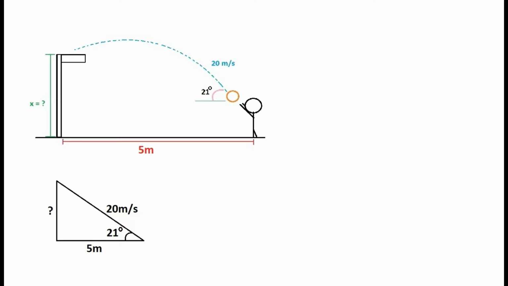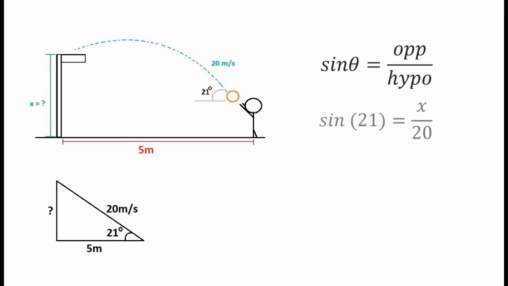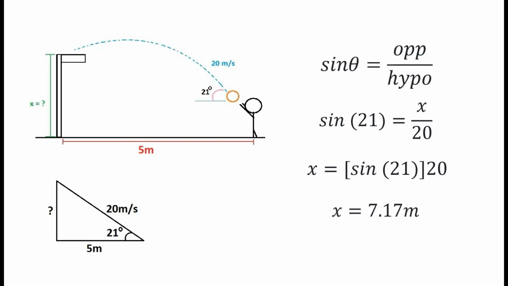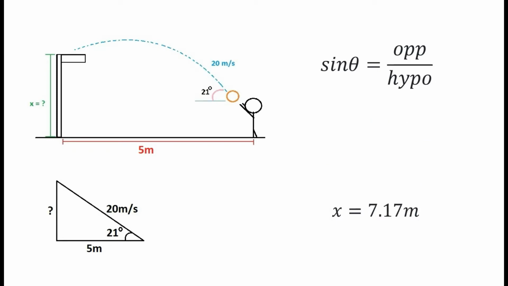Then we plug in the values that were given into the formula. Sine theta equal to opposite over hypotenuse. We first plug in the angle 21 degrees to sine. Since our opposite is the unknown, let's just name it x. Our hypotenuse has a value of 20, so sine 21 equal to x over 20. After plugging the values in, we cross multiply sine 21 and 20. It would then be x equal to sine 21 times 20. And then the final answer would be 7.17 meters.